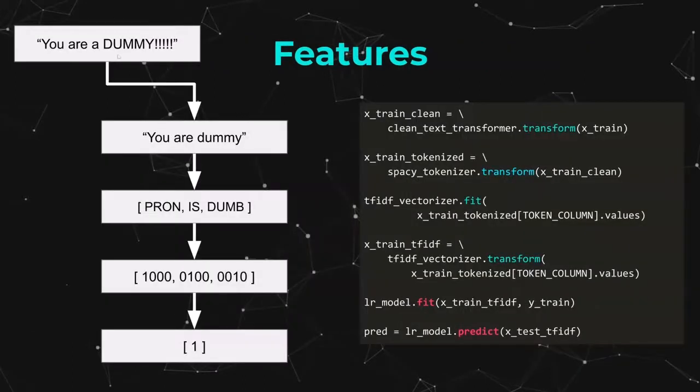What does that look like? Well, let's see in more practical terms. If we have an input that says "you are a dummy", it goes through our text cleaning. As you can see, the first stage removes the symbols. Then it goes to a tokenizer, which is basically using spaCy. This converts the string into actual string tokens, which in this case would be pronoun, is, dumb. Then you pass it through a vectorizer, which converts this into vectors that the model can learn from. Then you pass it to the model so that it can train, which in this case would be predicting whether it's true, it should have been moderated, or false, it should not have been moderated. So this is basically the pipeline that we have trained.